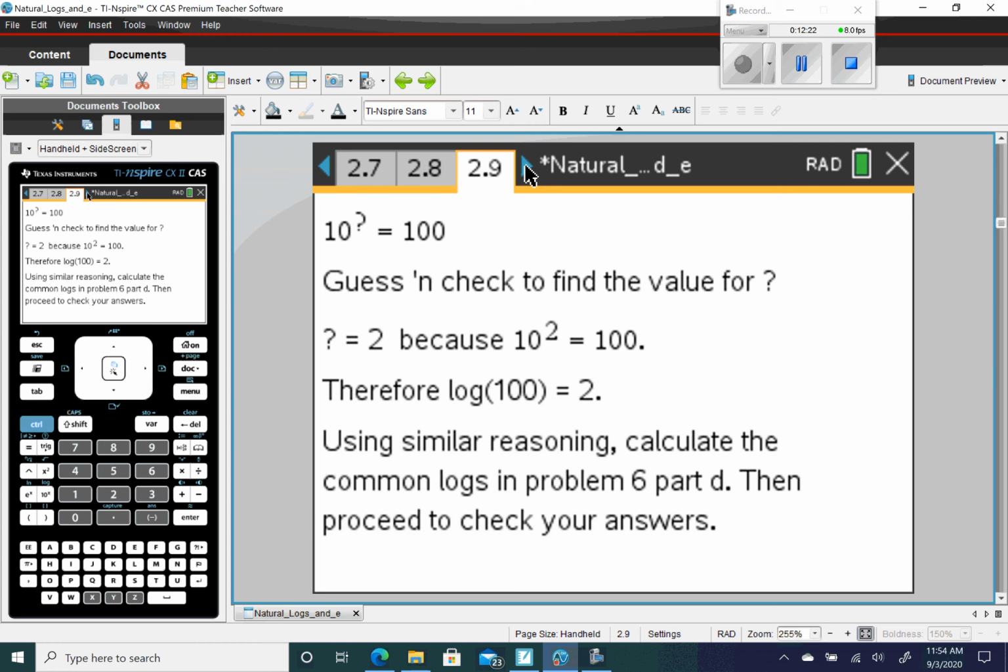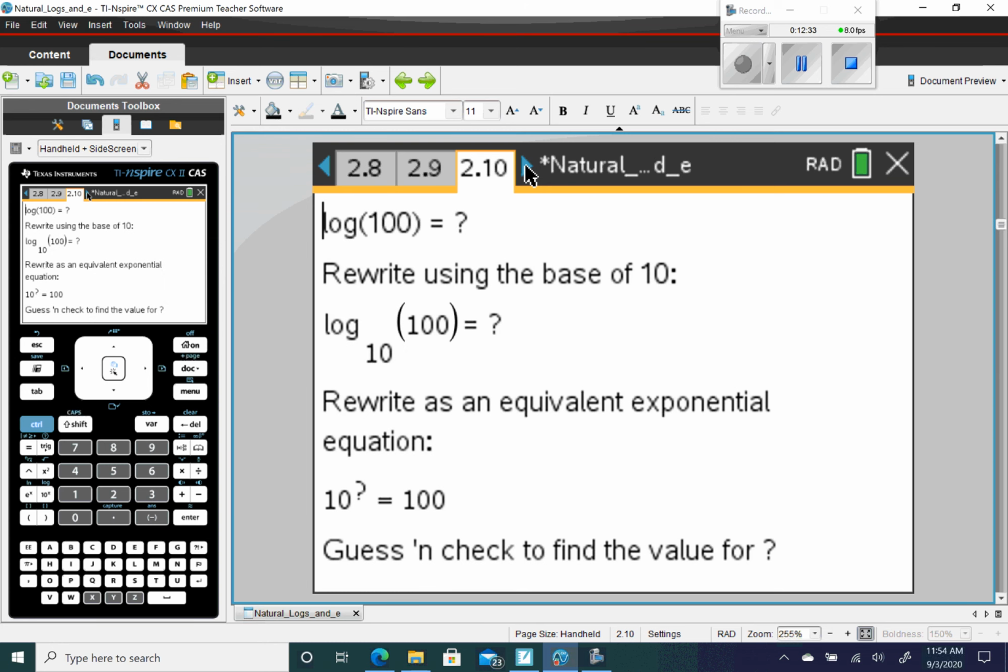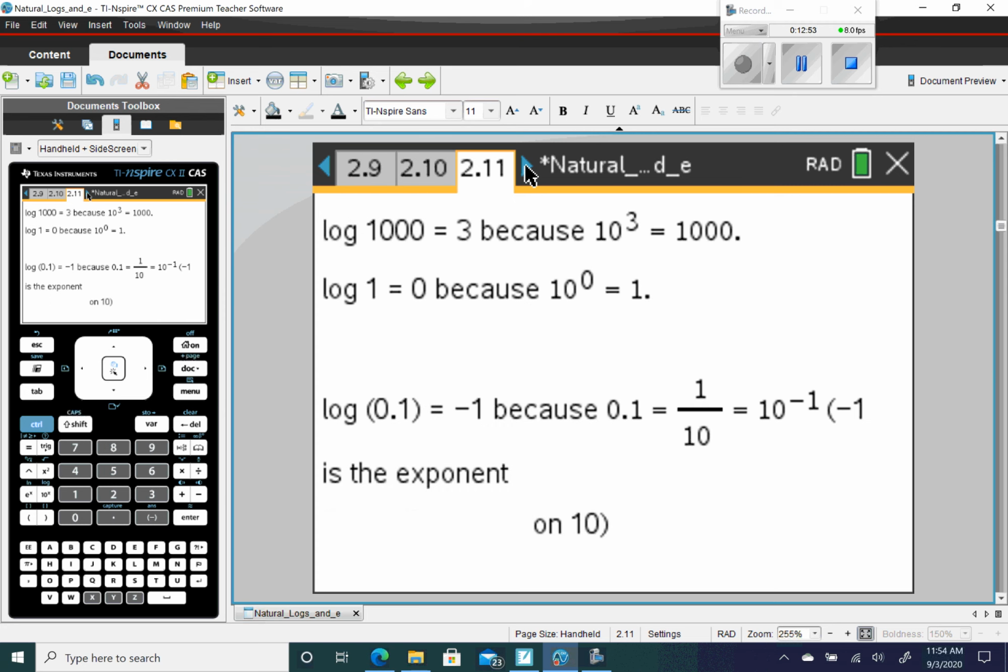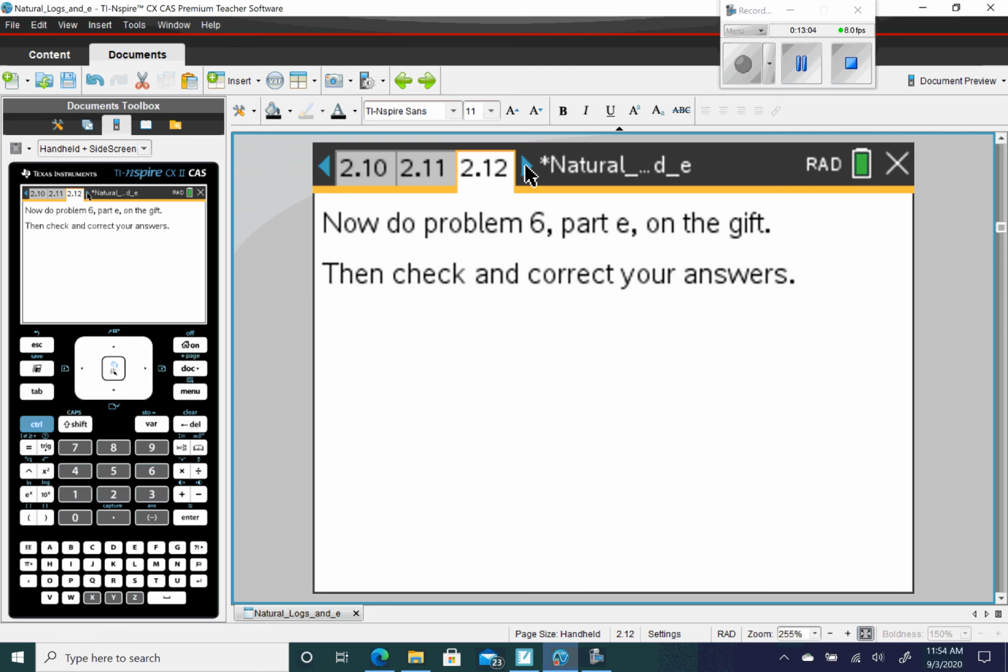Pause the video to work on number 6, part D. Then go ahead and move on to number 6, part E. Pause the video again. So here are the answers.